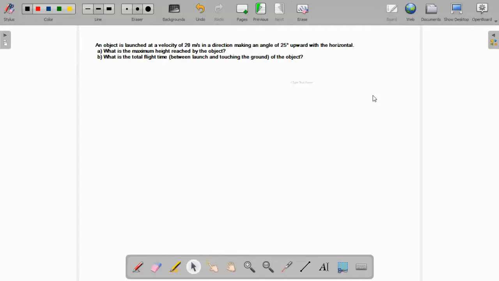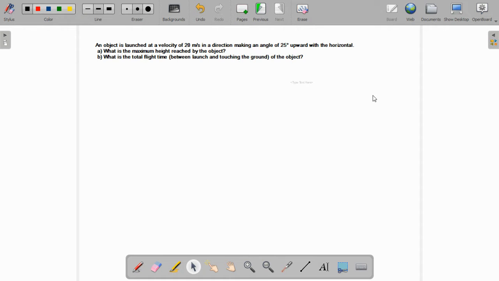It says that an object is launched at a velocity of 20 meters per second in a direction making an angle of 25 degrees upward with the horizontal. Part A asks us what is the maximum height reached by the object. Part B asks us what is the total time of flight taken by the object.